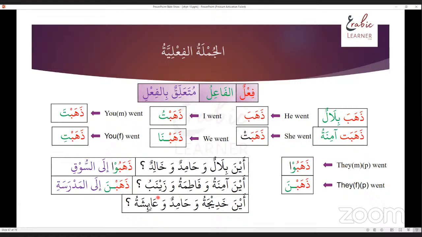So now what is the difference here? Here you see the gender is mixed: Khadija, Hamid, and Aisha. So what will you use? Will you use Zahabu or will you use Zahabna? That is the question, right? Here the question is, why Zahabu? Actually, you are right. Zahabu ila al-masjidi. Masculine, one as common.